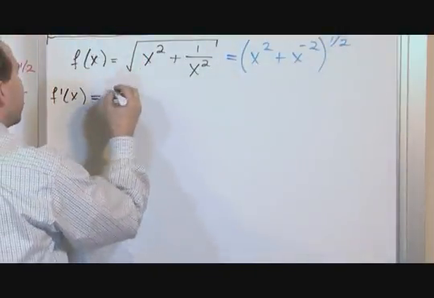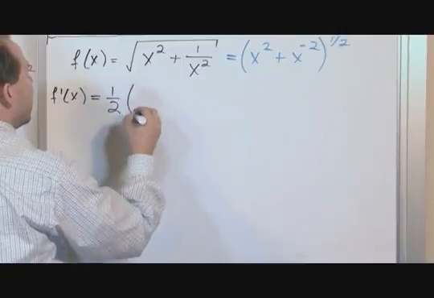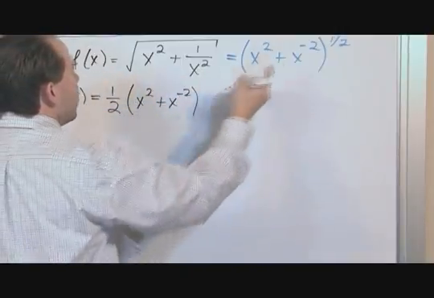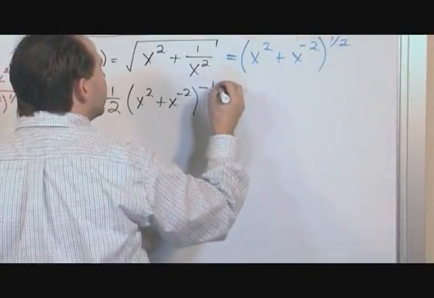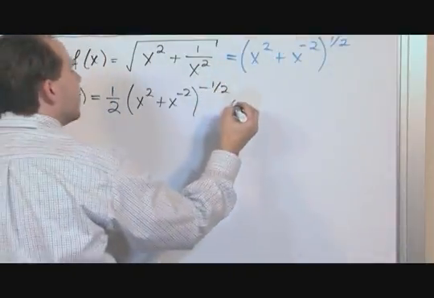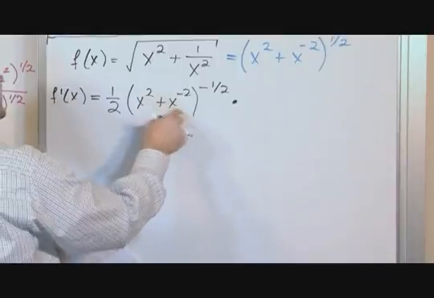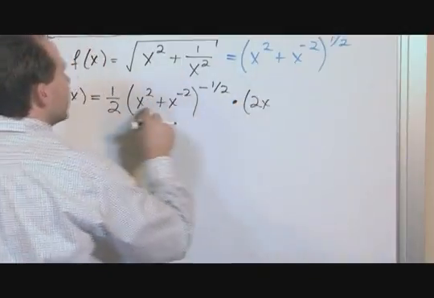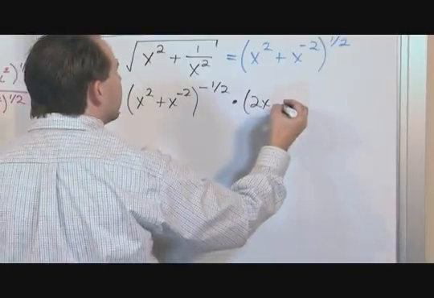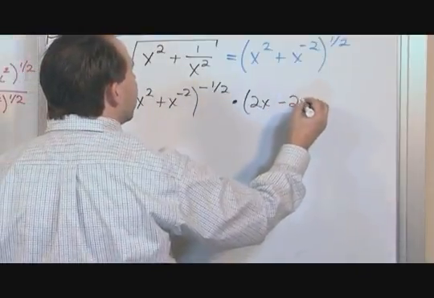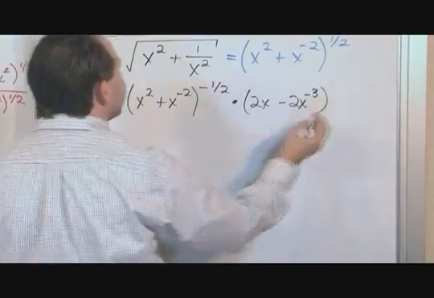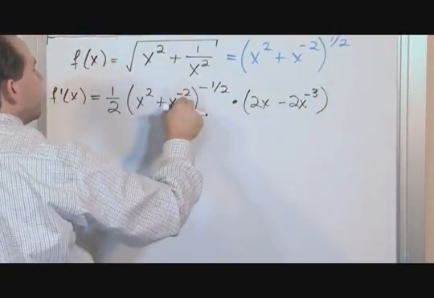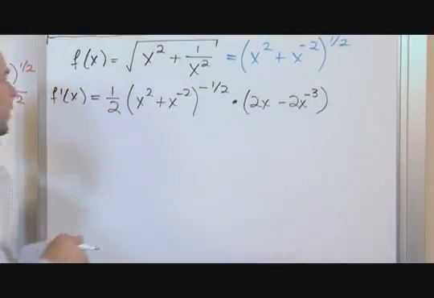So taking the outer guy first, we'll have 1/2 times, leave the inside intact, to the power 1/2 minus 1, which is negative 1/2. And then we have to multiply by the derivative of the inside. But this is easy now that these are straight exponents. So we'll have 2x from this guy. And then over here, we'll have minus 2x to the minus 3 for the second one. The minus 2 comes down. That's where this comes from. X to the minus 3 because we're subtracting 1 off.